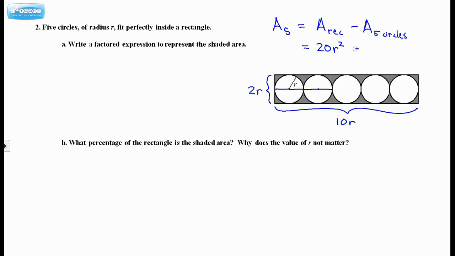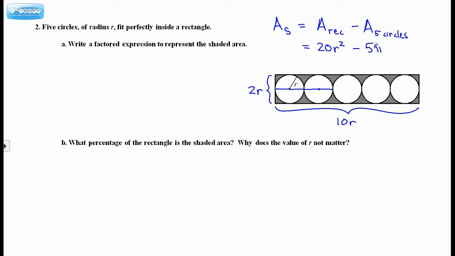And then I need to subtract the area of the 5 circles. Well, recall that the area of one circle is just pi times its radius squared. But there are 5 of them that we have to subtract. So we're going to subtract 5 pi r squared. Remember, pi r squared, that's the area of one circle, and there are 5 of them. So I'll just write this down here. The area of the shaded region that I'm looking for is given by 20r squared minus 5 pi r squared. So that's an expression on the right-hand side here for the area.